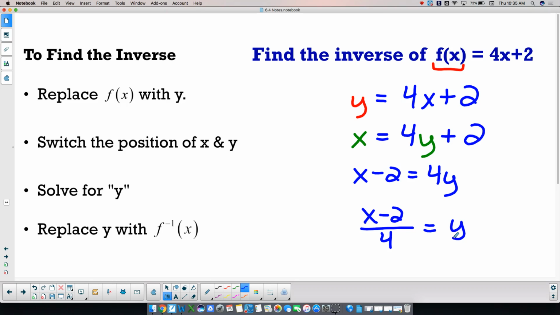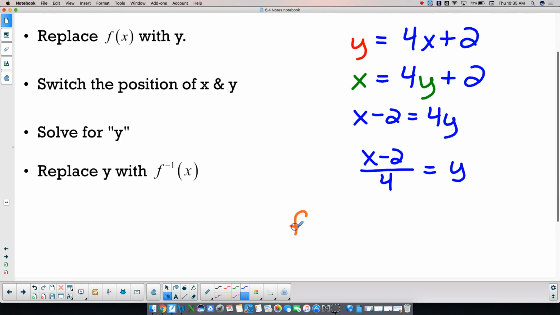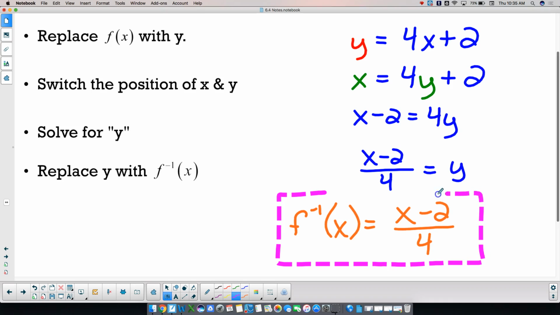Once you have it solved for y, then you switch it back into function notation, but now because you found the inverse, instead of it being f of x here, now it is going to be the inverse of f equal to x minus 2 divided by 4. And that is how you find the inverse of a function. First, you switch it into y equals form. Switch your x and your y. Solve for y. Switch it back into function notation.